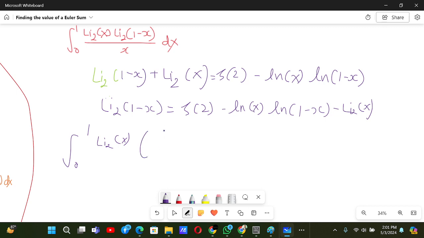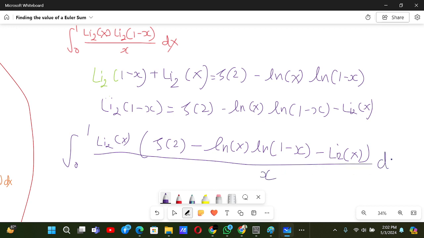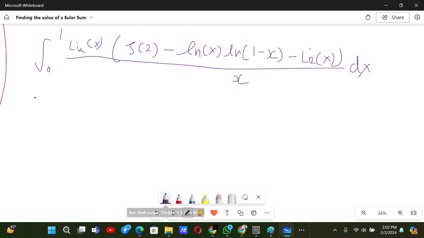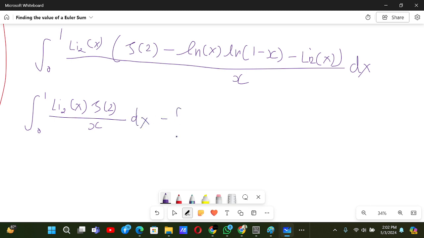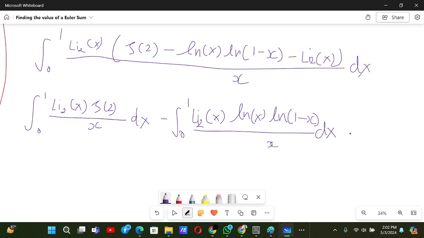So that is the integral of Li2 of x times zeta of 2 minus ln x ln of 1 minus x minus Li2 of x, by x dx. Whew, again there are three integrals. This is going a lot wild. The integral of Li2 of x zeta of 2 by x dx, and next minus the integral from 0 to 1 of Li2 of x ln of x ln of 1 minus x by x dx, minus the integral from 0 to 1 of Li2 of x squared by x dx. Okay, now we need to solve these three integrals. Let's go ahead.